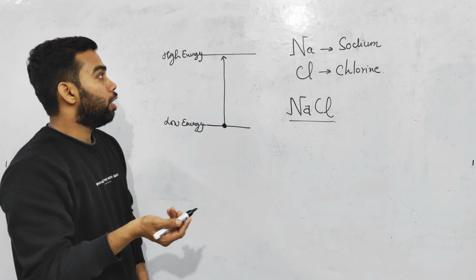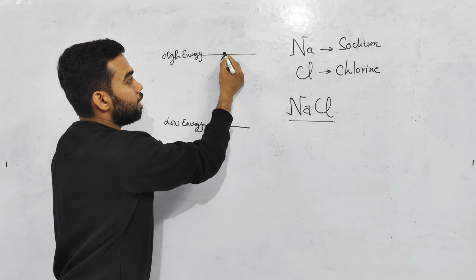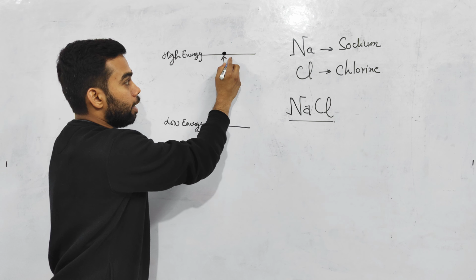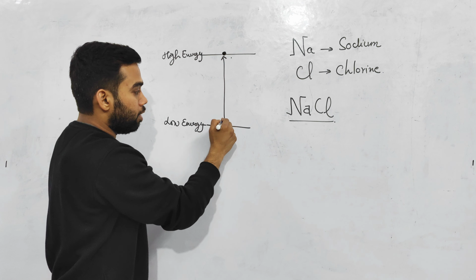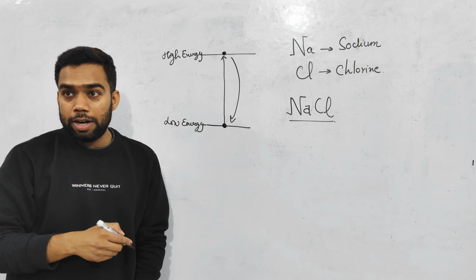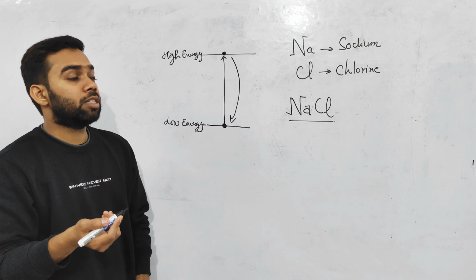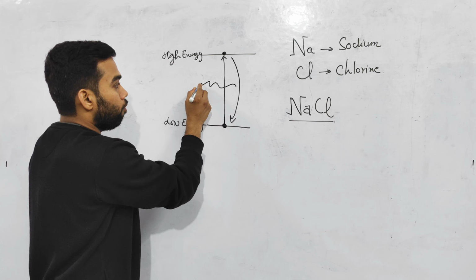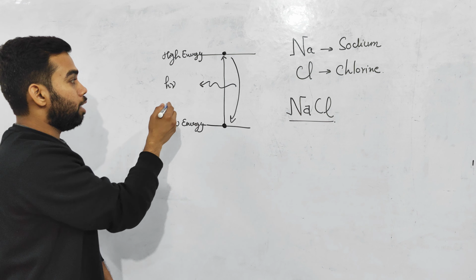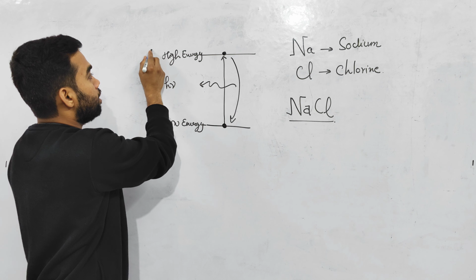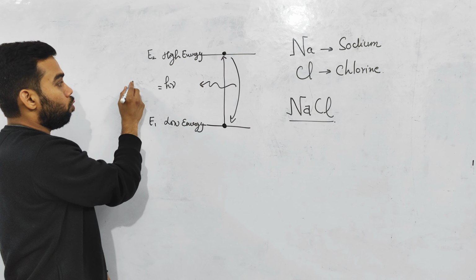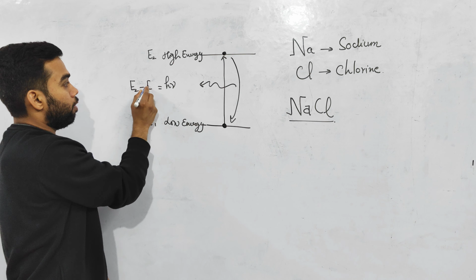Now when the electron reaches the excited state, it is not stable there. Fine. It comes back once again to the ground state. So this electron which goes from here to here now returns back to the ground state. When it comes back to the ground state, it emits energy in the form of a photon, h nu. If this high energy is E2 and this low energy is E1, then h nu is equal to E2 minus E1.